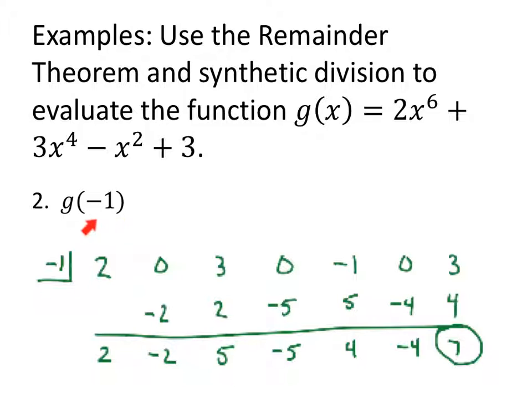Same polynomial, if I wanted to evaluate at g of negative 1, I still have all my zeros in. Negative 1s are also easy. Drop down the 2, multiply by a negative 1. 2 times negative 1 is negative 2. 0 and negative 2 is negative 2. All I'm doing when I multiply by negative 1 is changing the sign as I move up and over. 3 plus 2 is 5. Multiply to get negative 5, add straight down. Multiply to get positive 5, add straight down. Multiply to get negative 4, add straight down. Multiply to get positive 4, add straight down, and it turns out that g of negative 1 is equal to 7. Polynomial and synthetic division. We're going to use it when we're talking about zeros of polynomials.